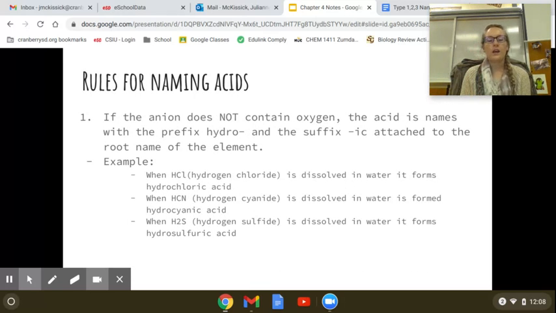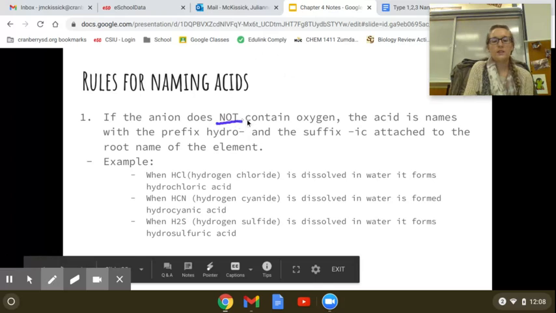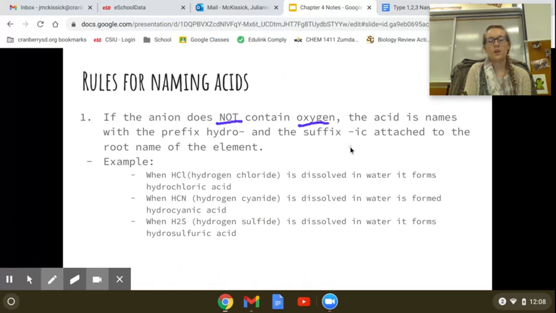Okay, so to name it, here's our first rule. If an anion does not contain an oxygen atom, the acid is named with the prefix hydro and the suffix ic attached to the root name of the element. So we're adding hydro at the beginning, ic at the end, and then we actually add the word acid after that. Okay, so let's look at some examples.